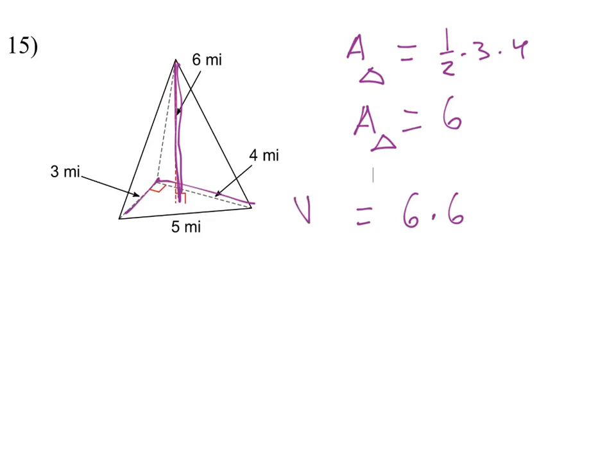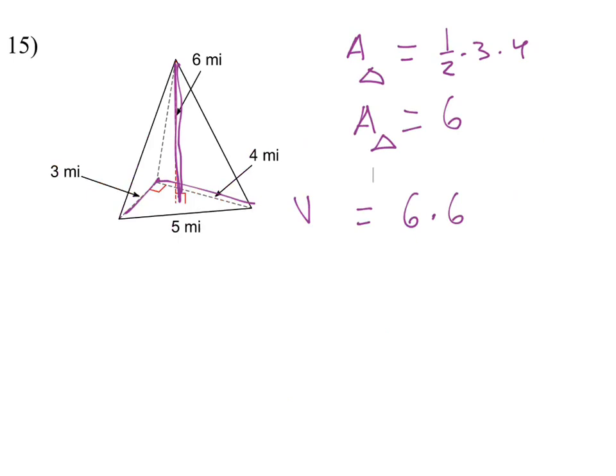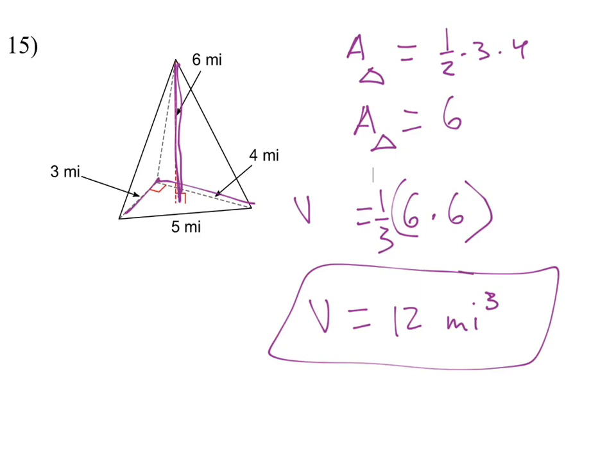Once you've done that, though, since this is not a prism like the previous one, we actually need to take that volume and cut it by 1/3. The volume of pyramids and cones are 1/3 the volume of cylinders and prisms. And so we're going to take this and times that by 1/3, and that will be the volume of this pyramid. 6 times 6 divided by 3 comes out to be 12, and voila, we got this volume of 12 cubic miles, which is fairly large.